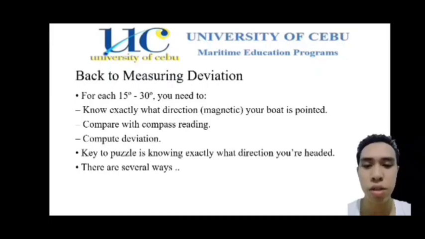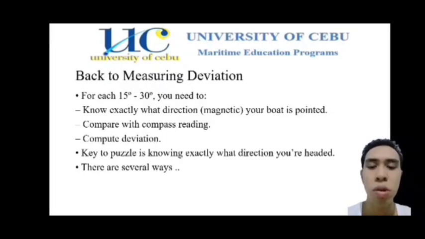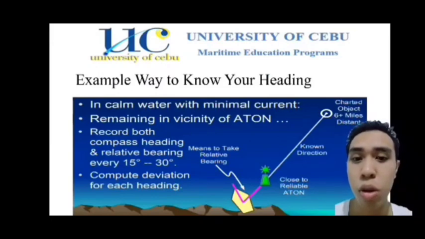Back to measuring deviation. For each 15 degrees to 30 degrees, you first need to know exactly what direction the magnetic heading of your boat is pointed. Compare with the compass reading and compute the deviation. That is the key to the puzzle, and the second key to the puzzle is knowing exactly what direction you're headed. There are several ways. Here is an example way to know your heading.